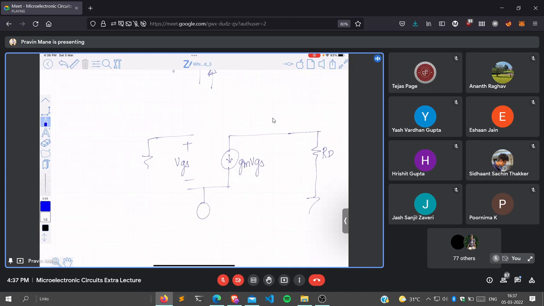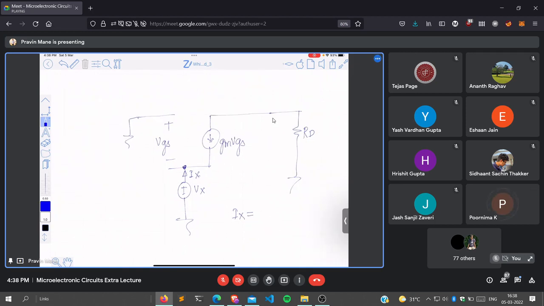Now I connected a known voltage source, plus minus Vx, and this current I call Ix. What will be Ix? Ix will be, by Kirchhoff's current law, minus gm VGS. What is VGS? VGS is minus Vx, so it is gm Vx. Ix equals gm Vx. Is RD coming into the equation?